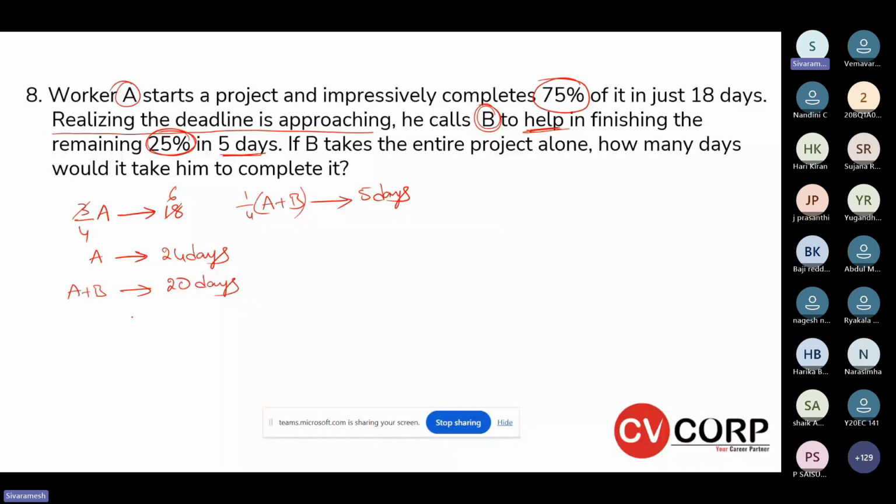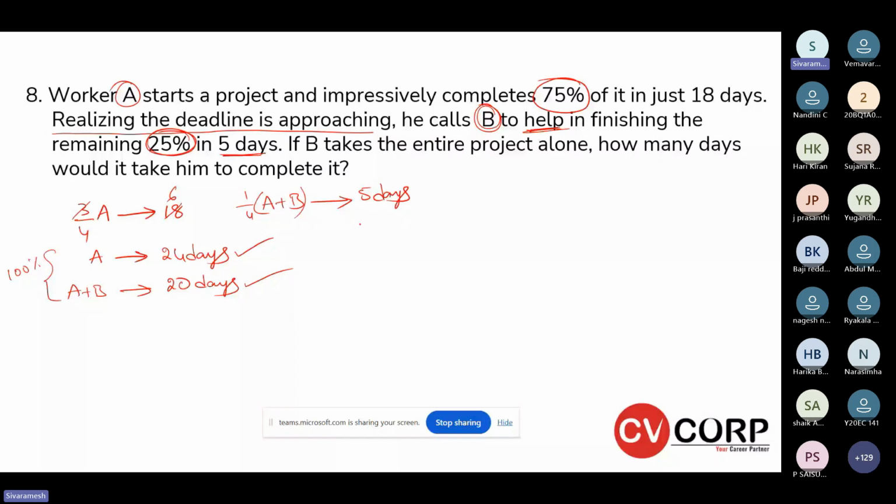Now what I got to know is A can complete the work in 24 days, and A and B both can complete the entire work in 20 days. Now I'm taking these two for 100% of the work. So A can complete 100% of the work in 24 days, and with the help of B, A and B together can complete 100% of the work in 20 days. Basically, people will do these questions in a fractional method. So let's try to understand by using the chocolate method.